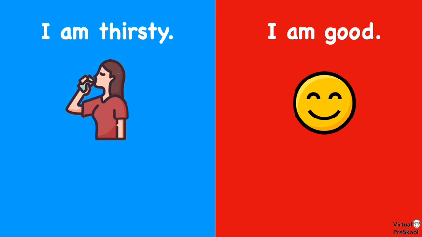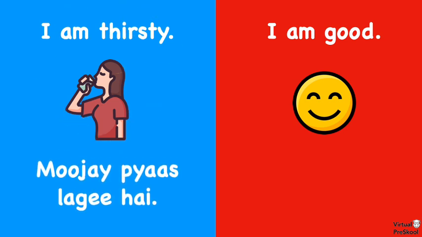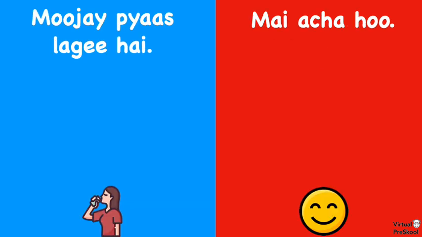Now that you know the difference between main and mujhe, let's look at these examples. I am thirsty is Mujhe प्यास लगी है. And I am fine is मैं ठीक हूँ. But wait a second. Why is one mujhe and the other मैं? Well, let's understand the meaning behind these. We have the sentence Mujhe प्यास लगी है. What it communicates is, I am thirsty. But what it actually means is, thirst is happening to me.